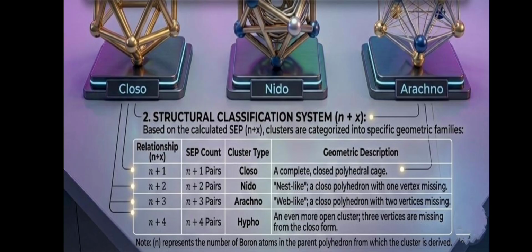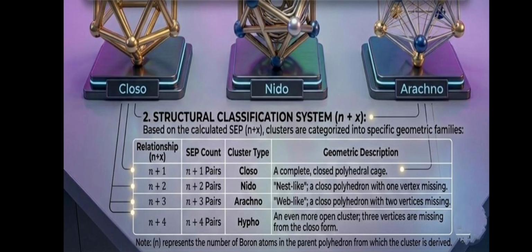Now that we have our skeletal electron pair count, we can use the n plus x relationship to classify our cluster. Here, n represents the number of boron atoms in the parent polyhedron from which the cluster is derived. When our relationship is n plus 1, we have a closed cluster, as you can see in the first row of our table and the visual above. This is a complete closed polyhedral cage with no vertex missing.